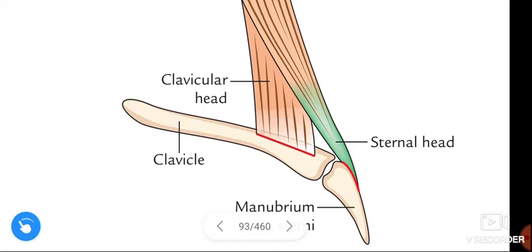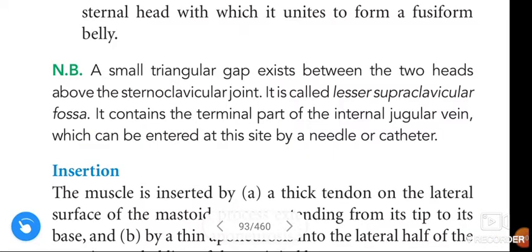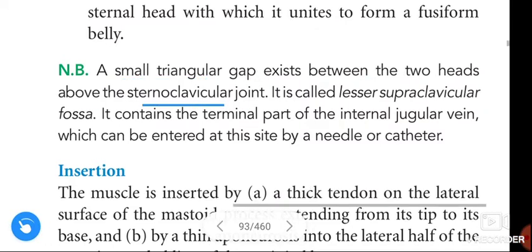Next, see here, some note is given. A small triangular gap exists between the two heads above the sternoclavicular joint. It is called lesser supraclavicular fossa. It contains the terminal part of the internal jugular vein, which may be entered at this site by a needle or catheter.